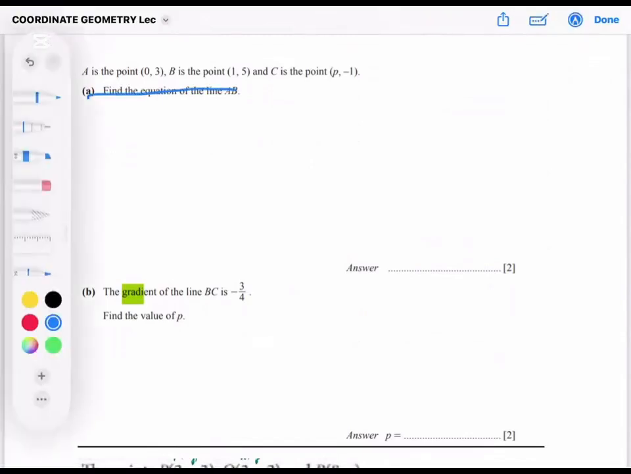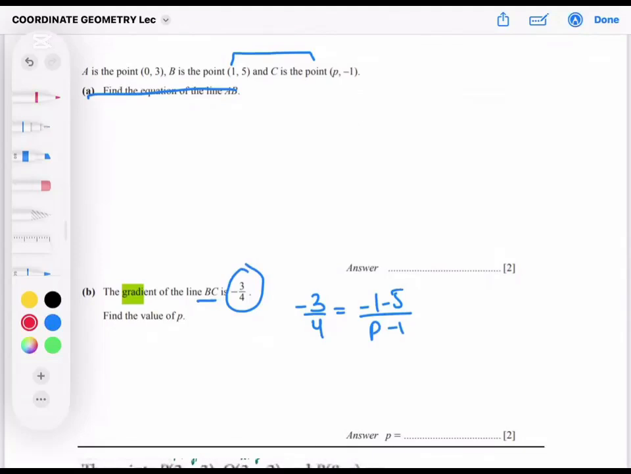Part number B. A is the point 0 comma 3, B is the point 1 comma 5, C is the point P comma minus 1. The gradient of B and C is minus 3 over 4. So they have given us the gradient, that is minus 3 over 4. And the points are y2 minus y1, so minus 1 minus 5, over x2 minus x1, x2 is P. So now we need to find the value of P.